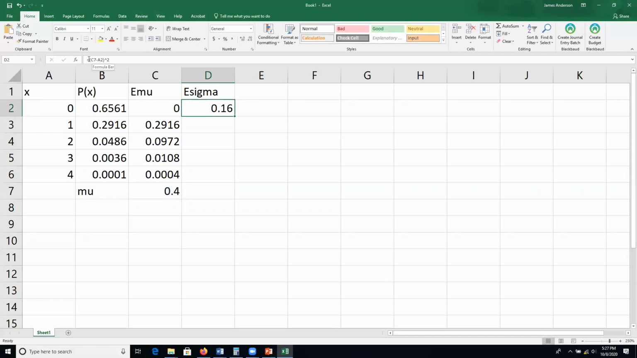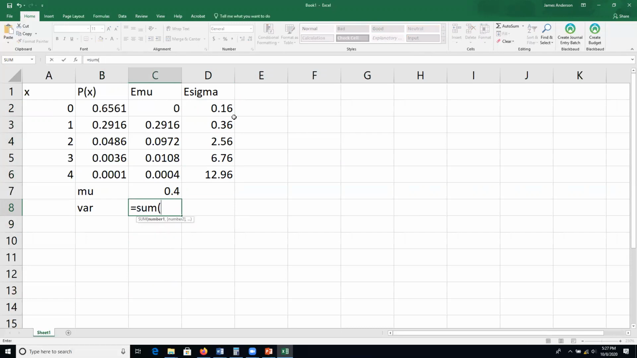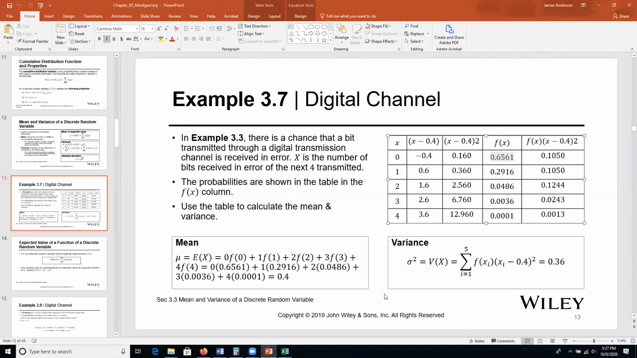Make sure when you do this, if you're going to do this, that you lock in your mu value, because it's not going to change when you copy things back, but everything else will. So then I just add this together, and then I get var. So this is your variance. Take them and add them all together, and it gives you 22.8, which is different than theirs.